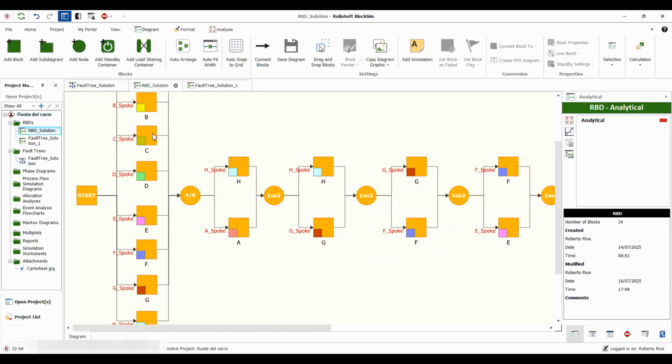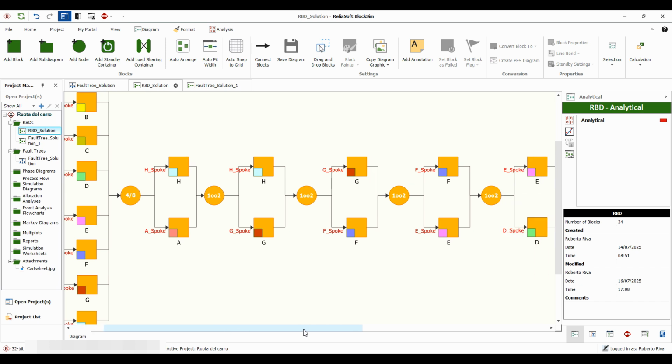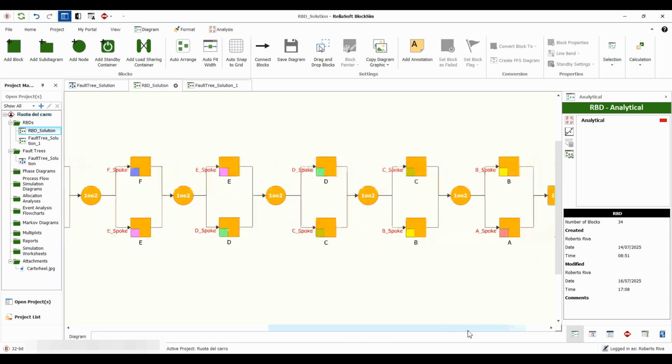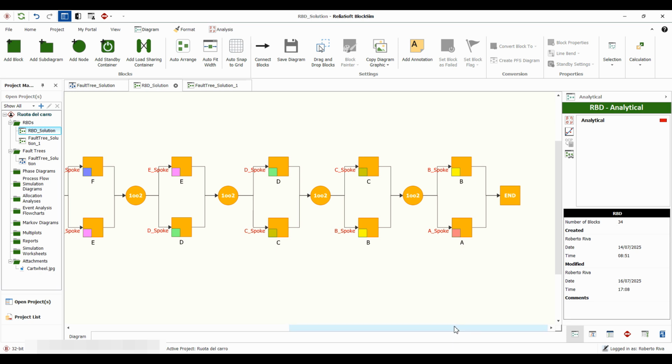So we allow for up to 4 spokes to break, but as we saw in a condition, we cannot have even 2 spokes failing if they are adjacent, and this is satisfied by 8 parallel branches in 1 out of 2 criteria, where we have spoke H in the first one and spoke A, which are adjacent, or spoke H and G, or G and F, F and E, and so on. And so here we have 8 parallel branches in 1 out of 2 configuration, ending with the end block.